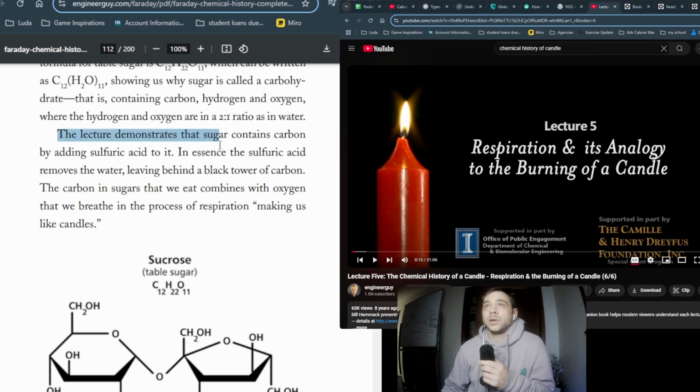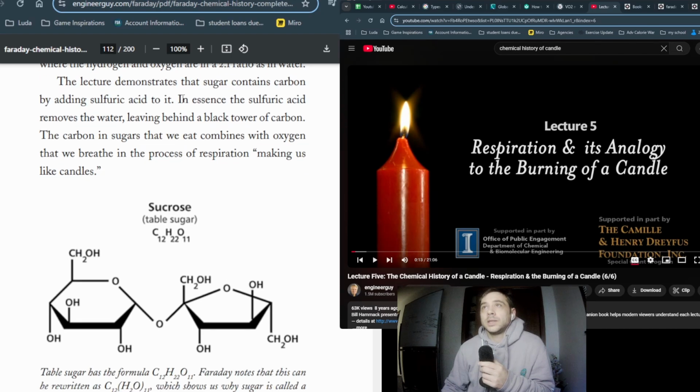The lecture demonstrates that sugar contains carbon by adding sulfuric acid to it. In essence, the sulfuric acid removes the water, leaving behind a black tower of carbon. The carbon in sugars that we eat combines with the oxygen we breathe in a process of respiration, making us like candles.